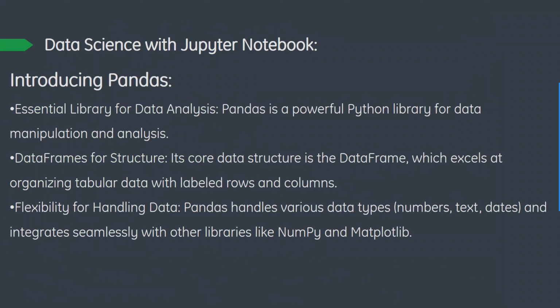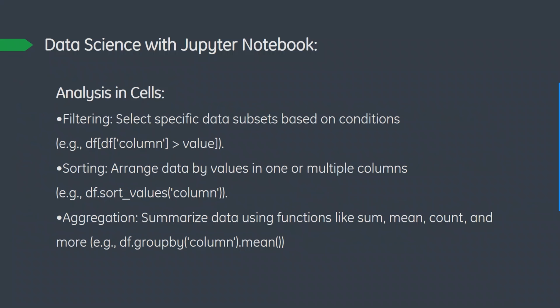Next, we have pandas. So again, pandas is another very powerful Python library for data manipulation and analysis. Its core data structure is the DataFrame, which excels at organizing tabular data with labeled rows and columns. Flexible for handling data, pandas handles various data types, for example numbers, text, or dates, and integrates seamlessly with other libraries like NumPy and Matplotlib.